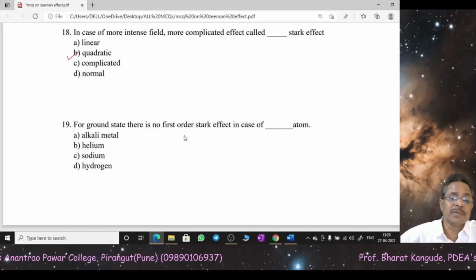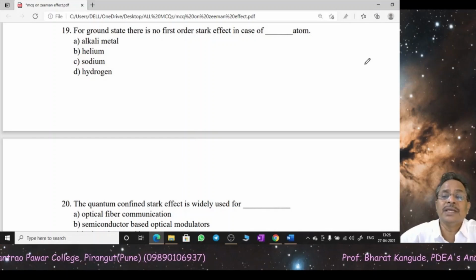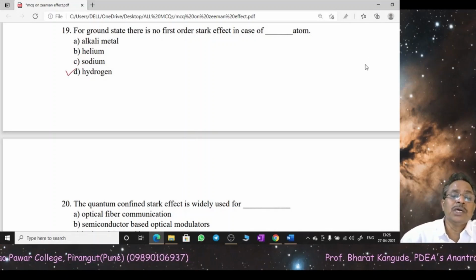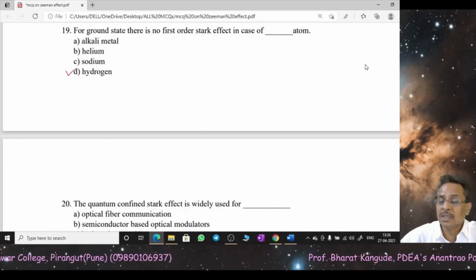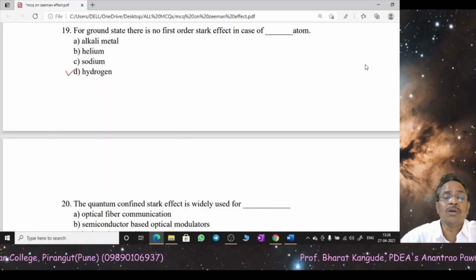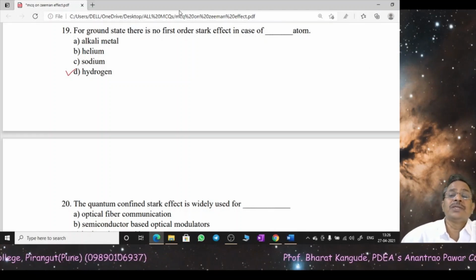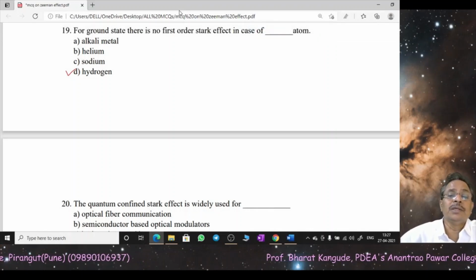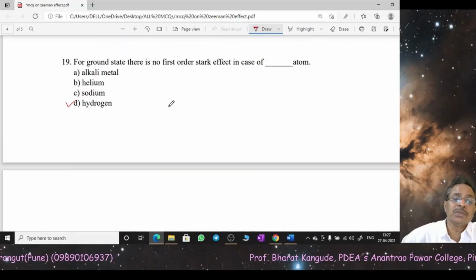Then question number 19: for ground state there is no first order Stark effect in case of the special element, that is hydrogen. In case of ground state, the hydrogen atom's energy levels don't get split at all, and that's why the Stark effect is not usually observed in hydrogen in its ground state. So that is one speciality of the Stark effect that one should remember.